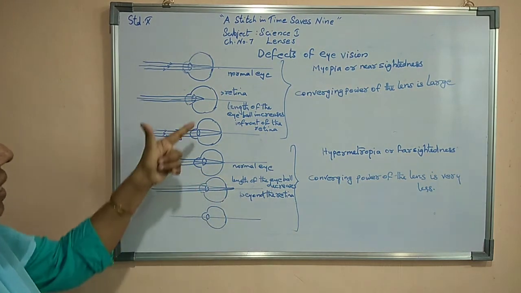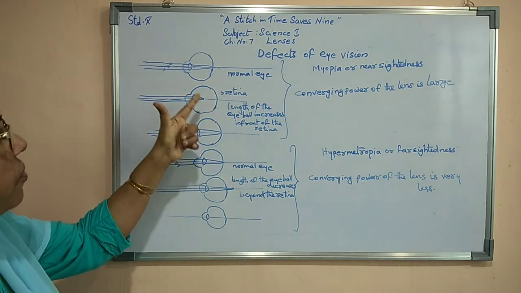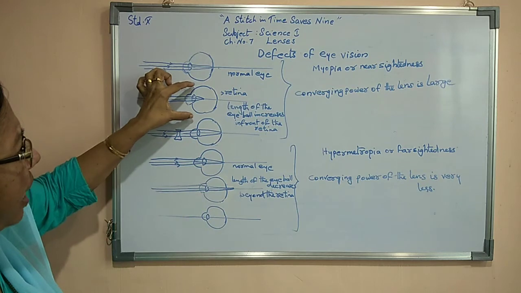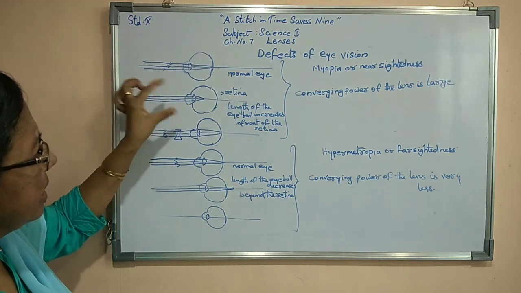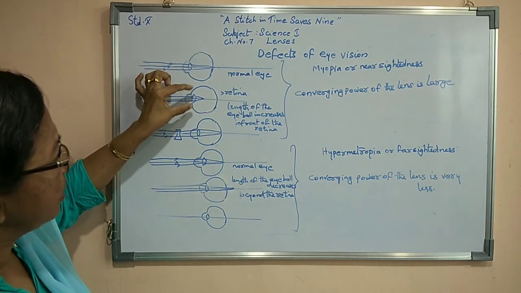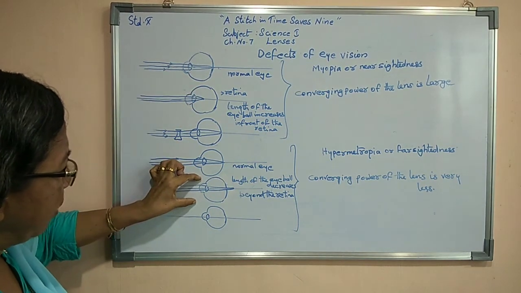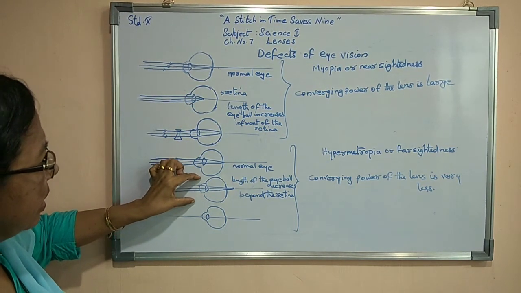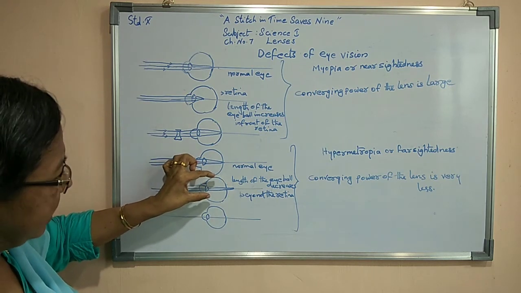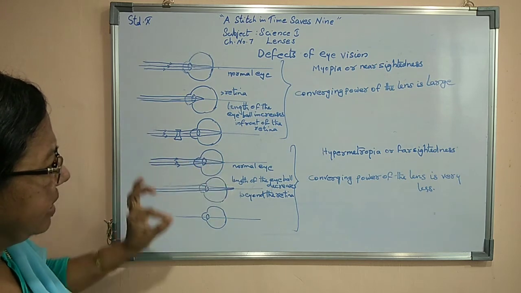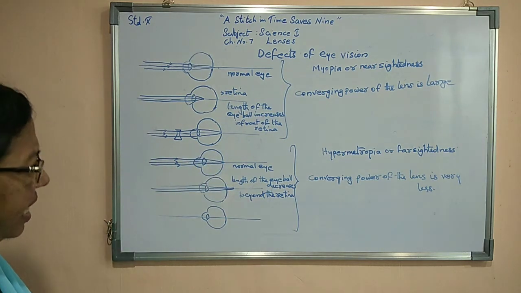So we can say that in the case of a myopic patient, the length of the eyeball increases. Second problem, the converging power of the eye lens becomes very high. In the case of hypermetropia, the length of the eyeball decreases. Second thing, the converging power of the eye lens is very less.